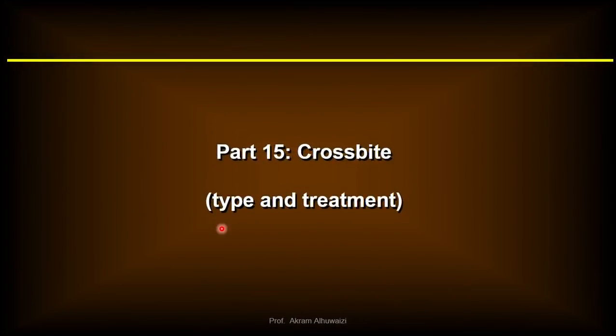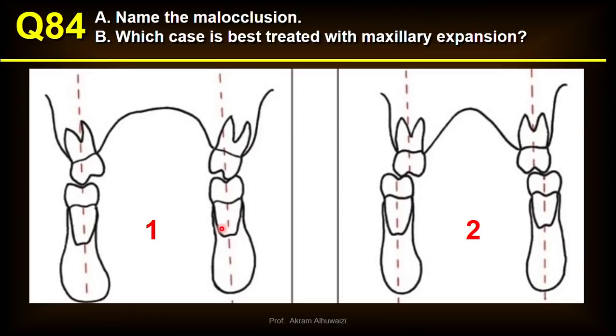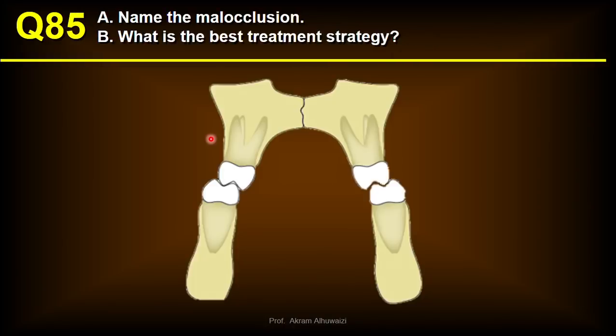Part 15, crossbites. Name the malocclusion. It's bilateral posterior crossbite. In which case is treatment better done by maxillary expansion? It's in case 1, where there's constriction, there's lingual tipping of the molars. So expansion here works better than here, where they'll be proclined. So this one, the answer. This is better treated by expansion of the arch.